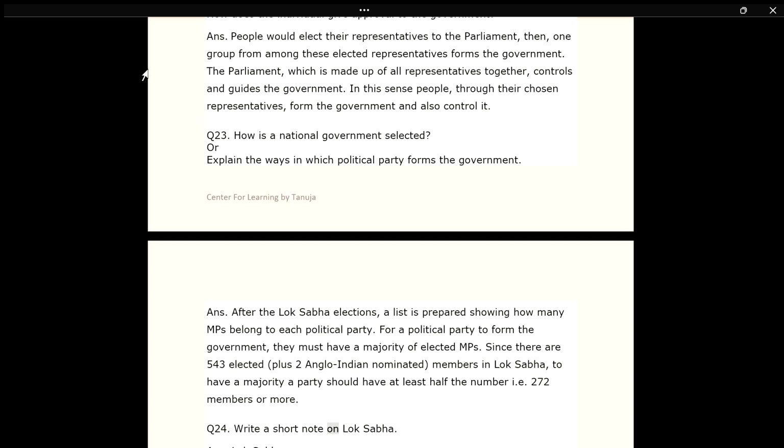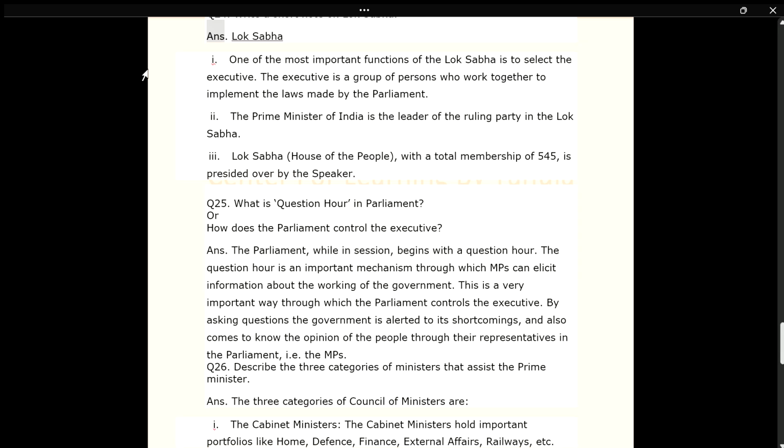Q24. Write a short note on Lok Sabha. Ans. Lok Sabha. One of the most important functions of the Lok Sabha is to select the executive. The executive is a group of persons who work together to implement the laws made by the parliament. The Prime Minister of India is the leader of the ruling party in the Lok Sabha. 3. Lok Sabha, House of the People, with a total membership of 545, is presided over by the Speaker.